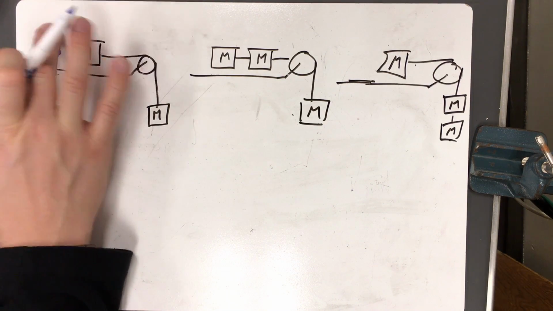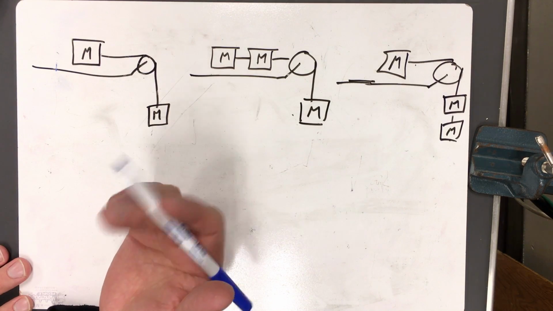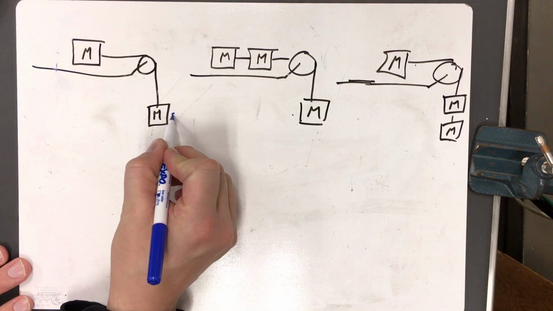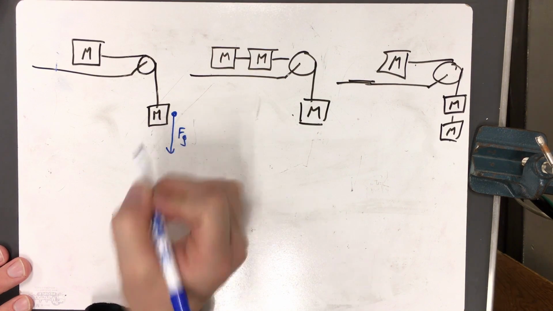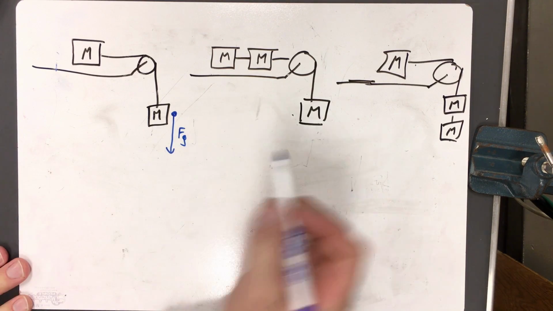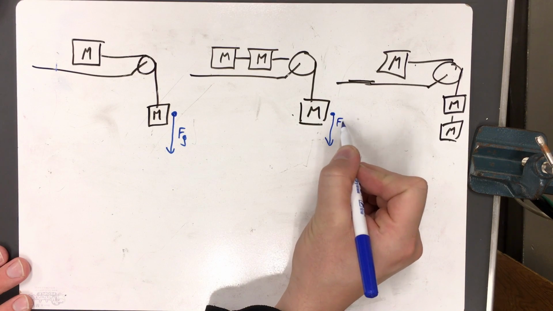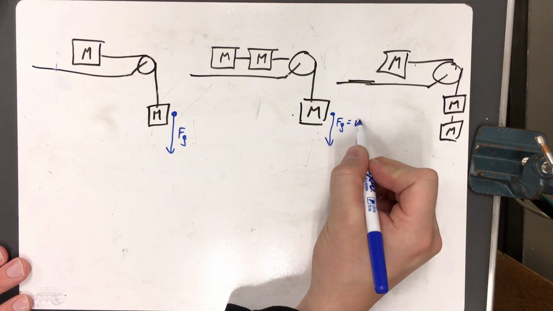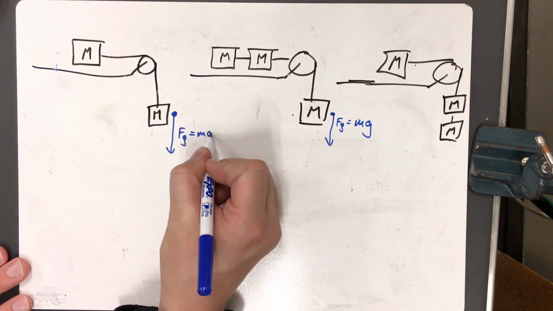All right, so what we want to take a look at then is really the only force that's going to be causing the system to accelerate is the force of gravity of this block right here. Now the thing to remember is, how do you calculate force of gravity in each one of these scenarios? It's the object's mass multiplied by gravity, right? Or the acceleration due to gravity.